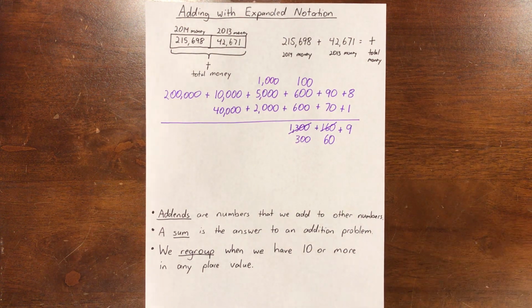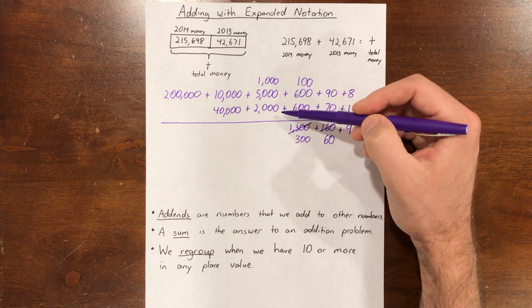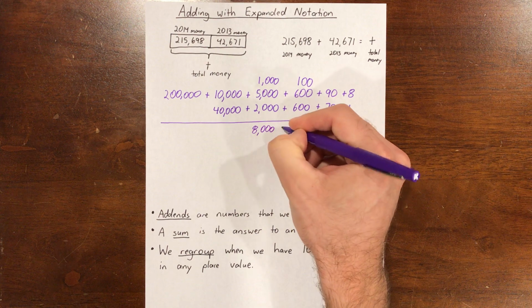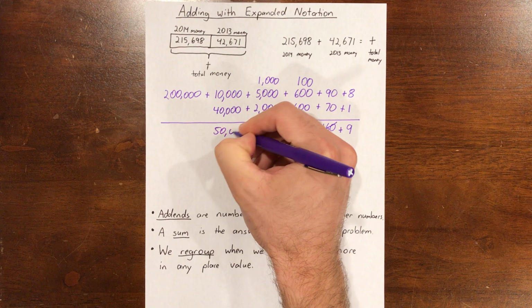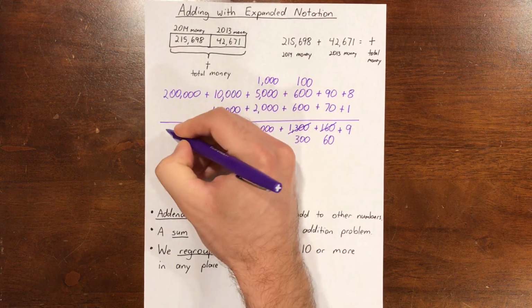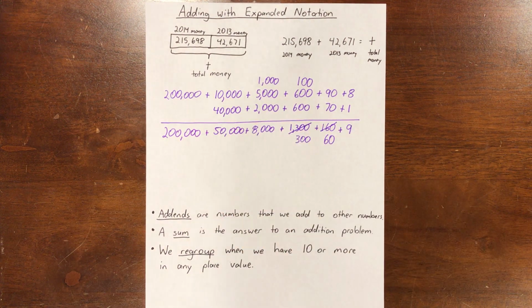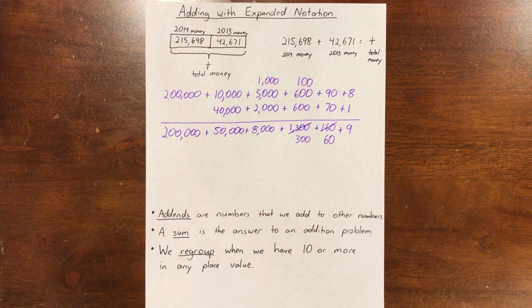Perfect. Okay, let's go ahead and add up the numbers in each of my remaining places. 1,000 plus 5,000 plus 2,000 is 8,000. 10,000 plus 40,000 is 50,000. And I have 200,000 plus nothing. Well, that's still 200,000. Okay, so why didn't I have to regroup in my thousands, 10,000s, or 100,000s place? Go ahead and say it out loud.